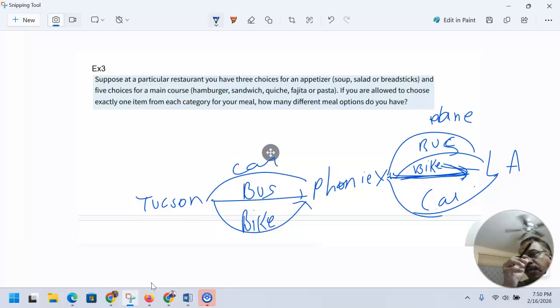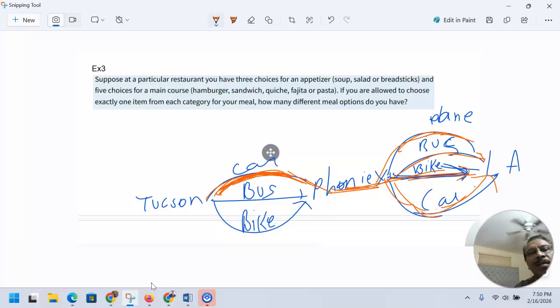So how many different possibilities, how many different ways can you complete a journey? And for one of these, I want you to see this color. If you go by car from Tucson to Phoenix, then after reaching Phoenix, you have four options to go to LA. You can go by plane, by bus, by bike, or by car. So if you're selecting car, you have four options.